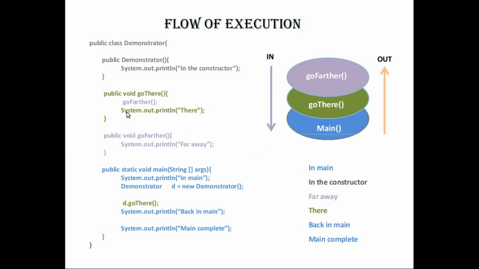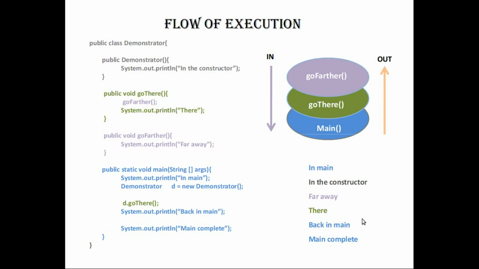Now go there continues execution. It runs system.out.println. We have this message down here, there, and then after that it realizes that's the last statement, and it hits the closing curly brace for the method go there. Once the closing curly brace for the method go there is hit, go there terminates, and it's popped off the stack, and execution is returned to main, which initially called go there.